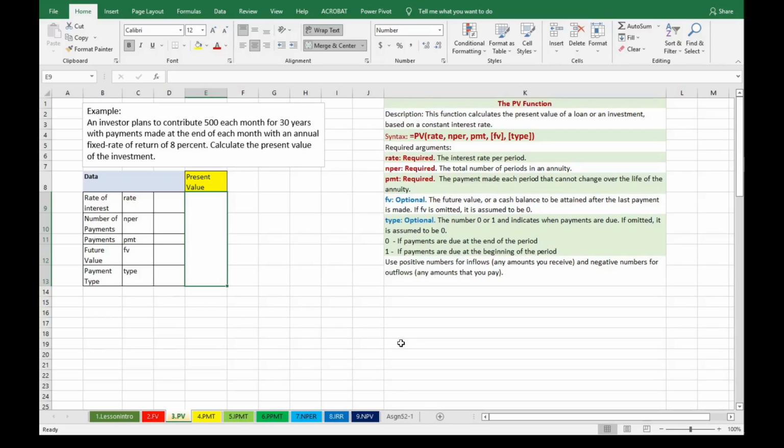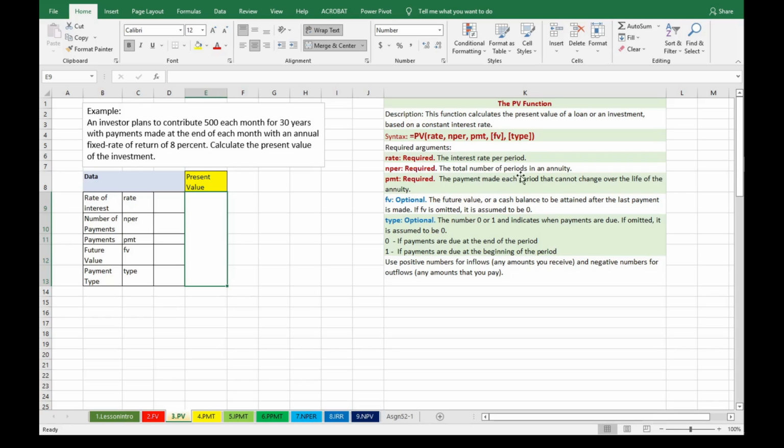Now let's look at the PV function, the present value function. This function calculates the present value of a loan or an investment based on constant interest rate. The syntax for this is PV, then we have rate, NPER, PMT as required arguments, and FV and type are optional arguments. So rate is the interest rate per period.